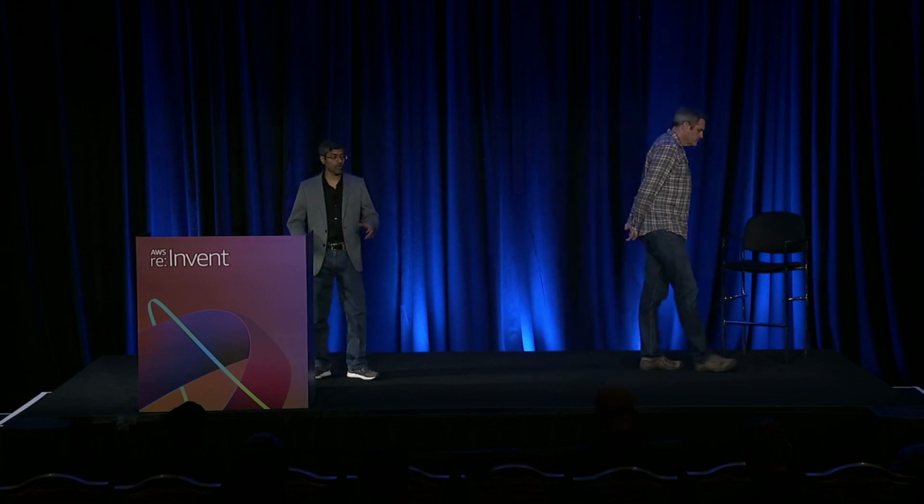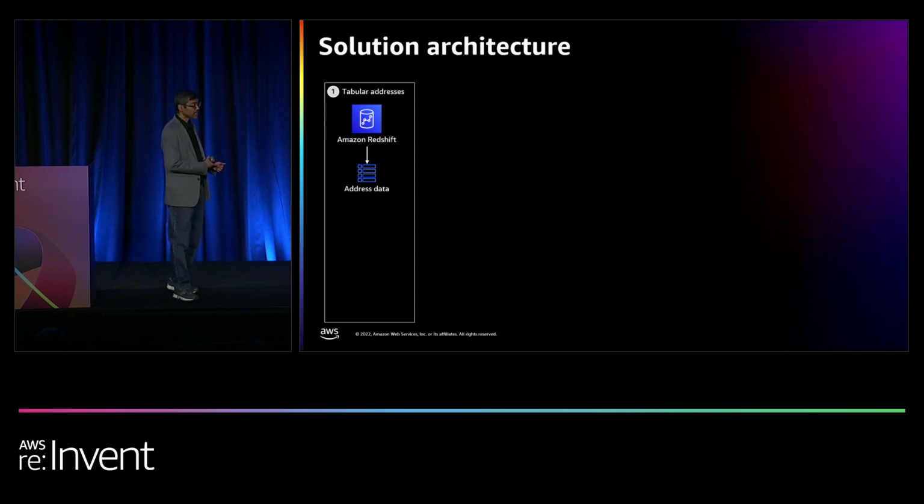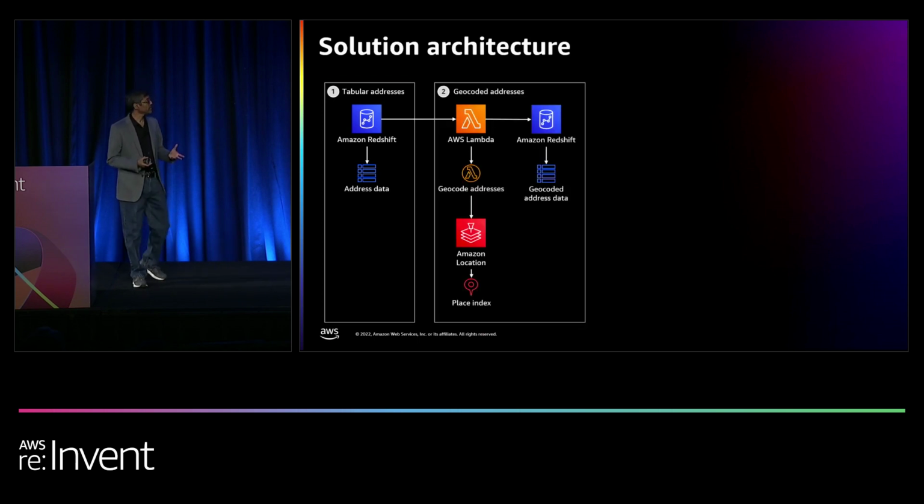So let's build a solution architecture for site suitability analysis. Again, going back to what we start with, a list of addresses, whether it is addresses of your stores, warehouses, other locations that you're dealing with, business partners, customers. So assume you have this data set in a Redshift database, and you just have a list of addresses in a tabular format. The first step that you're doing is geocoding them.